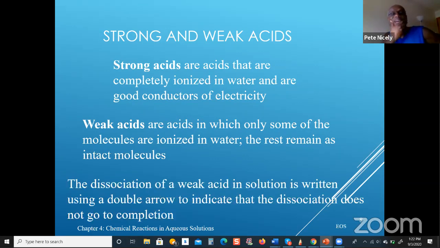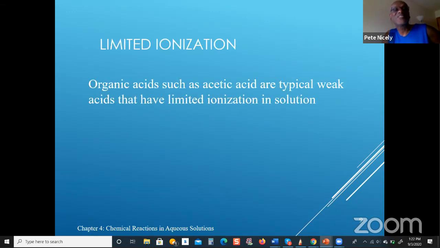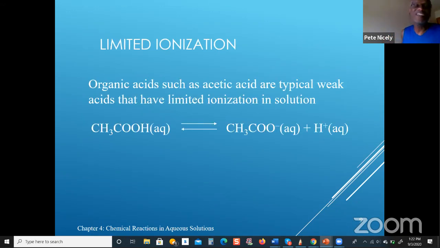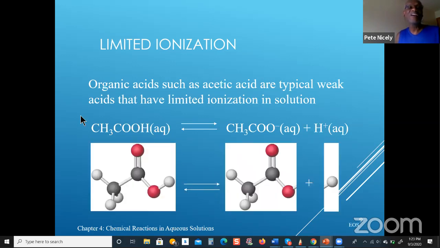Therefore, weak acid solutions will conduct electricity very weakly. In terms of showing the dissociation of a weak acid, we use a double arrow to indicate that the dissociation is not complete. In the case of acetic acid, we use this representation to indicate that the reaction is going back and forth, so it's not just going in one direction to go to completion. What that means is that you're going to have a relatively high concentration of the acetic acid molecule and a low concentration of the ions.